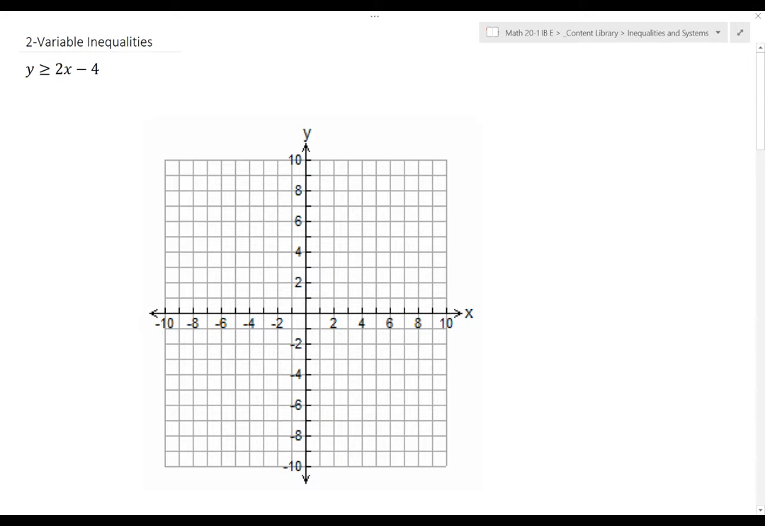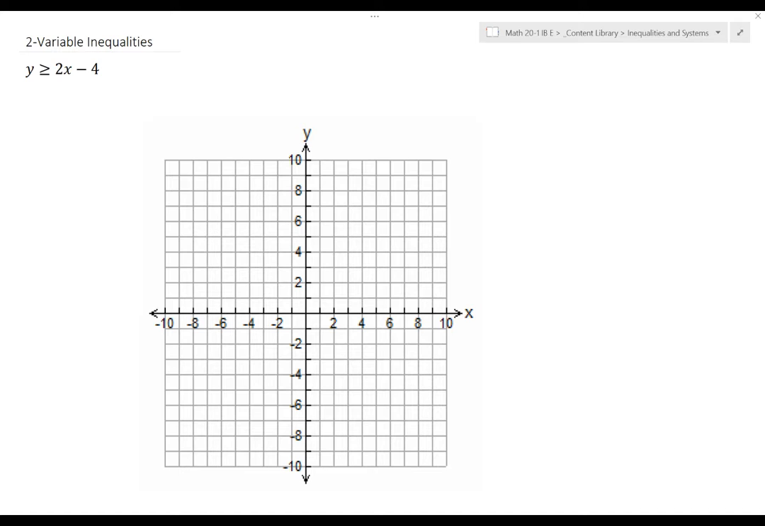Hi everyone. In this video, we're going to look at two variable inequalities. So we've looked at a lot of different types of inequalities so far, but they've all been one variable. So we're essentially solving for a domain, a range of potential values for x, and our answer can therefore be expressed as a domain.